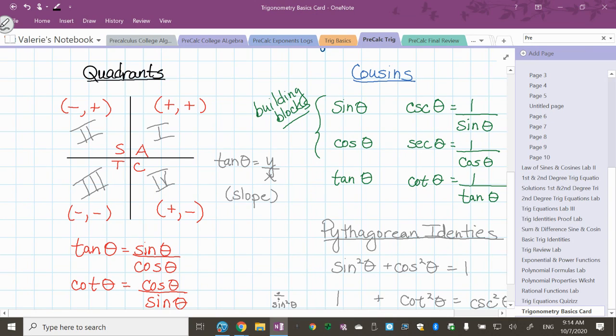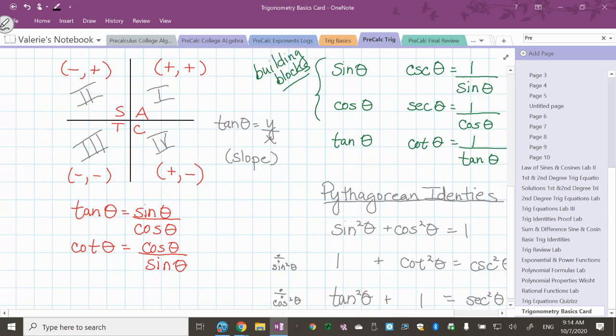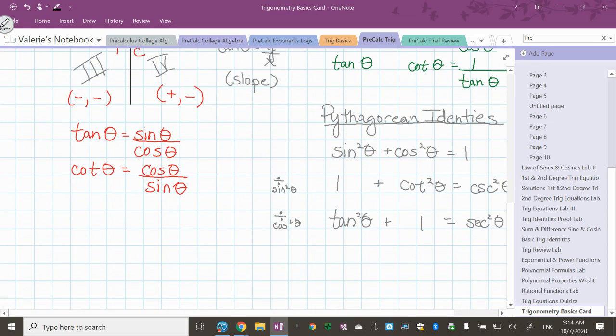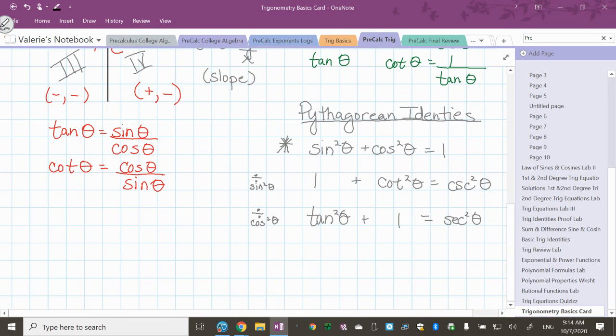And the last thing I put on my Trig Basics card is the Pythagorean Identities. And the main one is right here. Sine squared plus cosine squared equals 1. Sine squared of an angle plus cosine squared of an angle equals 1. If I go through and divide that exact function by sine squared, I get my second identity here. If I divide the original starred one by cosine squared, I get my third identity.